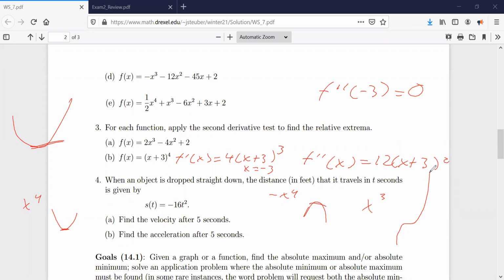But if you look at the graph, it'll be pretty easy to see what's going on here. You can also just pick test points in either direction. But the second derivative test fails. Does this make sense to people? Cool.